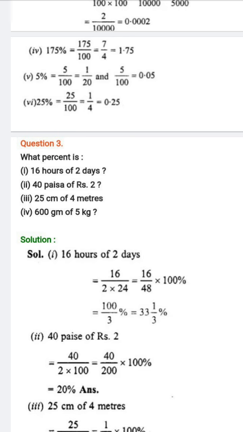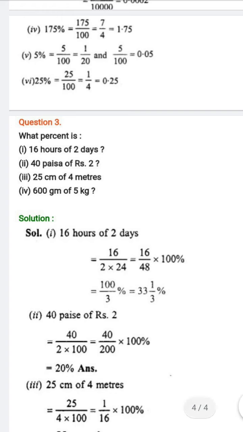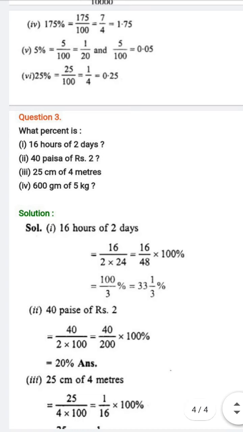So see now, another example we can see. Question number 3: what percent is? We will see the first and the last. First one: 16 hours of 2 days. 16 hours of 2 days. Whatever is written after the 'of' we have to write in the denominator. I have written 16 at the numerator, and whatever is written after the 'of' we have to write in the denominator.